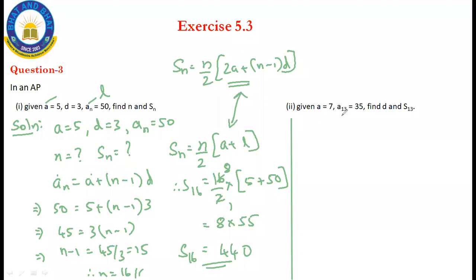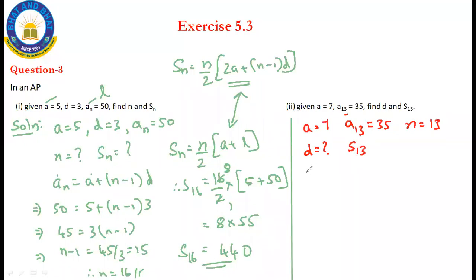So let's do this. Observe, students. Here we know a as 7 and a13 as 35. What does it mean? n is equal to 13, correct? I should take the information from the subscript. So what do I have to find out? What is d, and I have to find out what is S13.